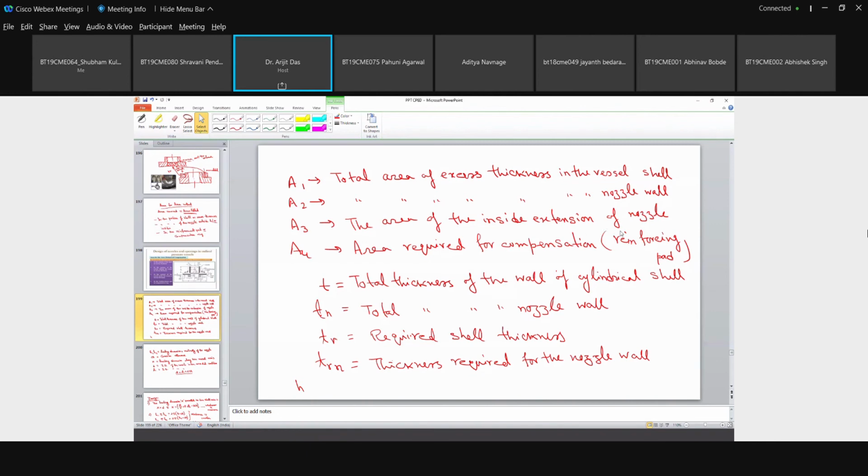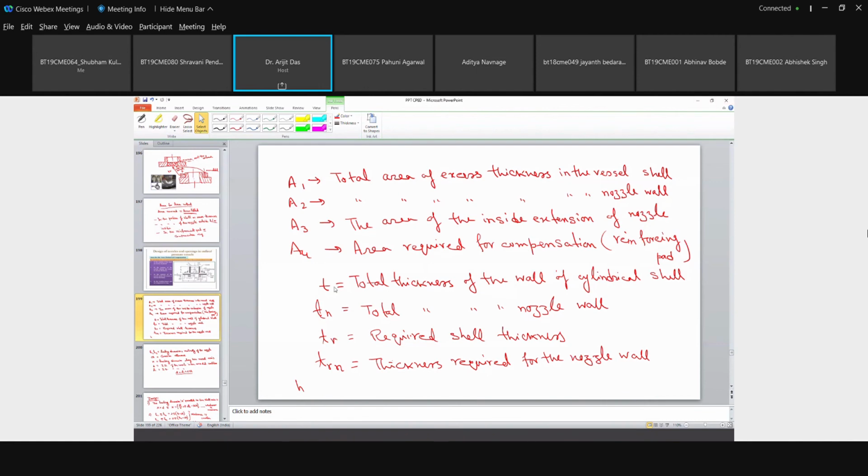It is not always that in all cases the available area will be A1, A2, A3, A4. It may be sometimes that there is no need to add the reinforcement pad, because in our calculations the required area can be fulfilled by A1, A2, A3. A4 is not needed. In some cases, A4 may be needed, so that we will calculate. It depends on the specific problem.